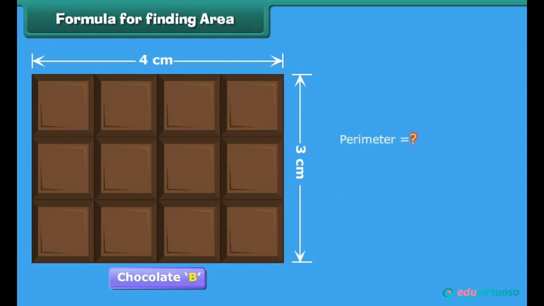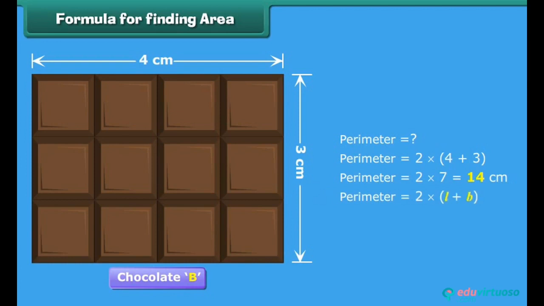What would be the perimeter of chocolate B? Let us find out. The perimeter will be equal to twice the sum of the squares along its length and width. Thus, perimeter of chocolate B is equal to 14 centimeters. Alternatively, perimeter is equal to twice the sum of the length and width.